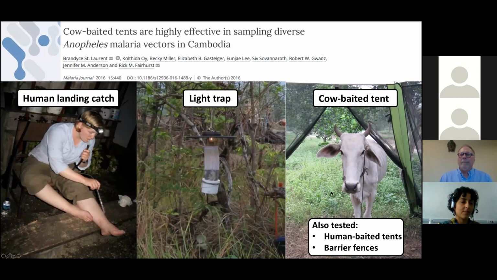And we also tested human-baited tents, where a human was in that same large tent that the cow is in, but was protected in a small tent from infectious bites. And also barrier fences that have been tested in a few other regions.